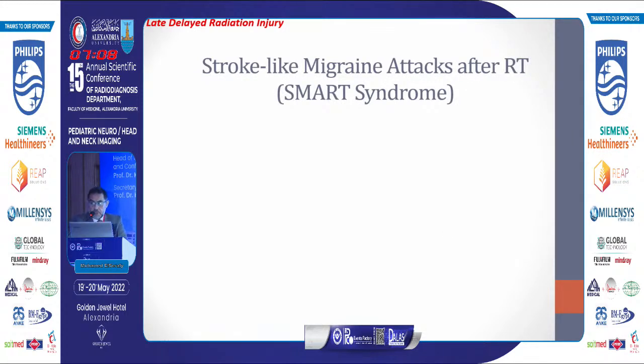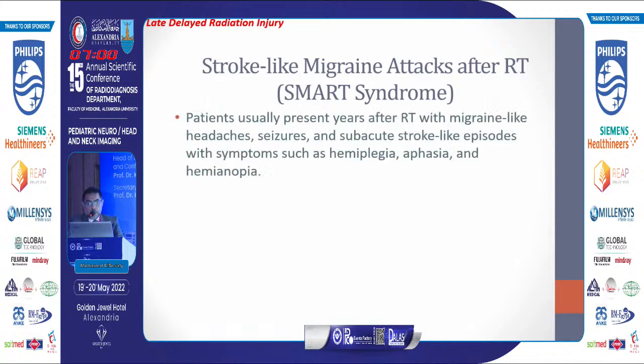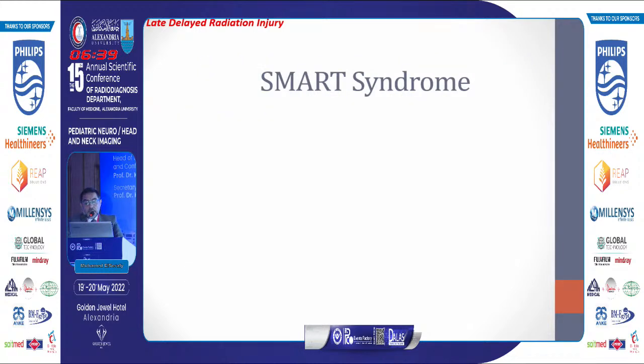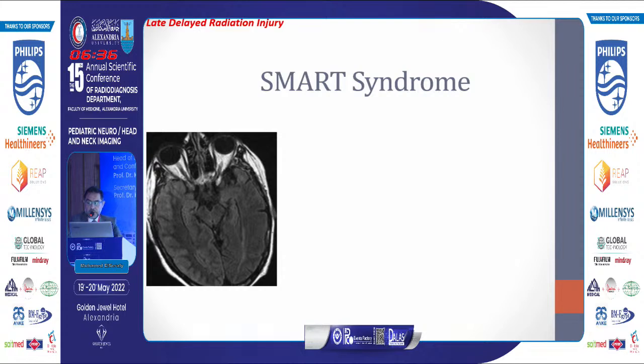One of the rare radiation therapy toxicities is stroke-like migraine attack after radiotherapy, or SMART syndrome. Patients usually present years after radiotherapy with migraine-like headaches, seizures, and subacute stroke-like episodes with symptoms such as hemiplegia and aphasia. Attacks are typically subacute in onset, differentiating it from stroke, and resolve after 1 week. The imaging feature is very challenging, and this should be kept in mind in following up patients with a history of radiation.